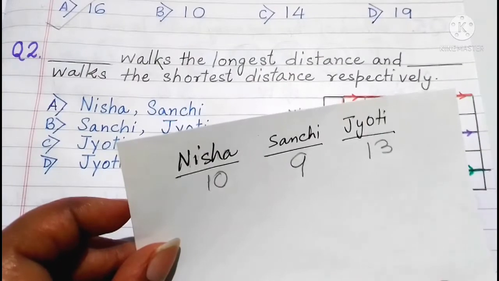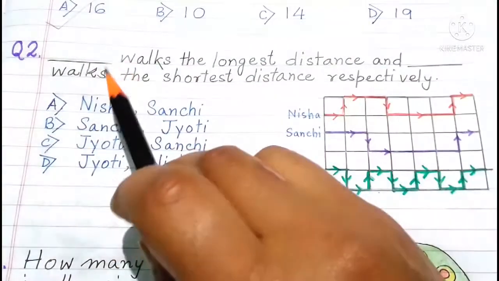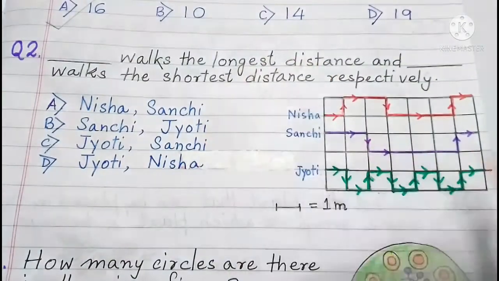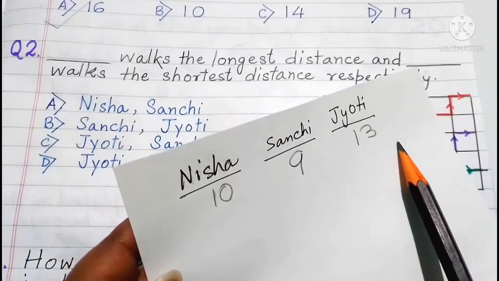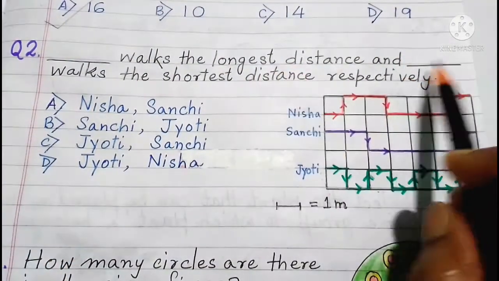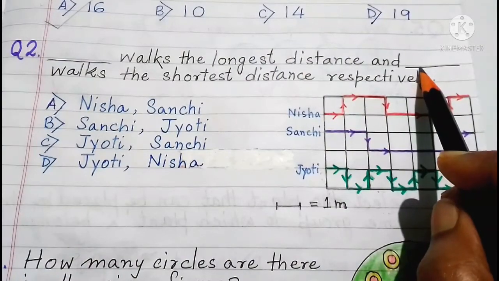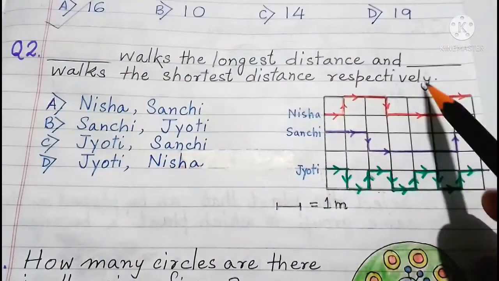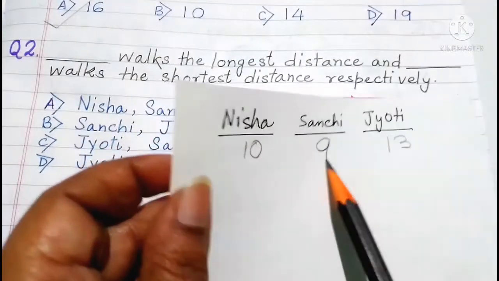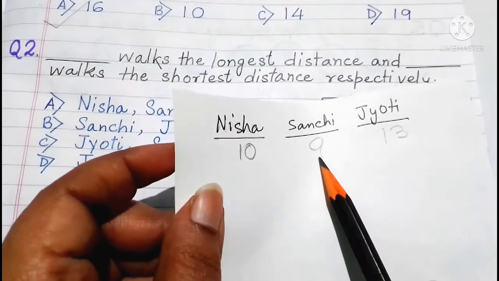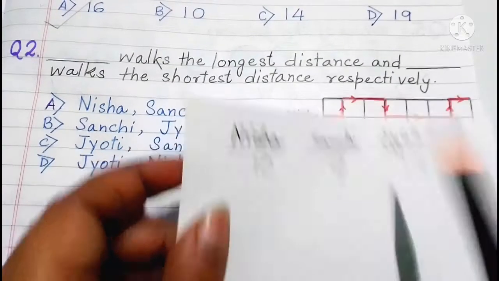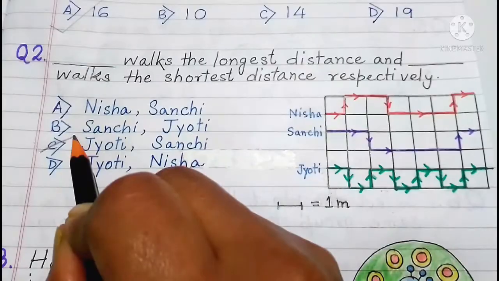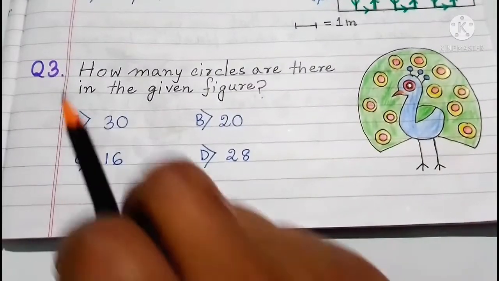So 13 for Jyoti. Now come to the question. Dash walks the longest distance. That means Jyoti walks the longest distance and Sanchi walks the shortest distance respectively. What was Sanchi's distance? It was 9 meters, and for Jyoti it was 13. So option C will be correct. Coming to question number 3.